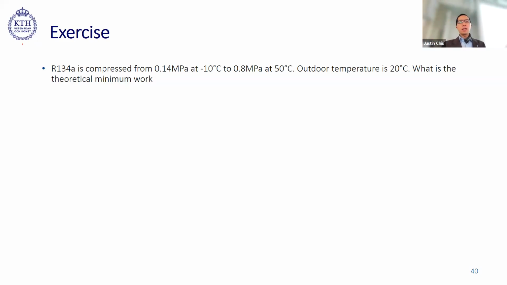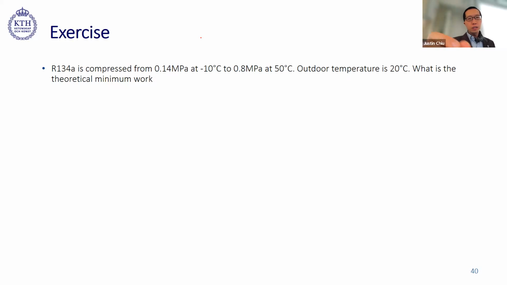Because when we have compression, it's endothermic. No, sorry, exothermic. So it heats up, right? And then the outdoor temperature is 20 degrees Celsius. What is the theoretical minimum work? So first, we want to calculate the potential available energy, the exergy that we have here.